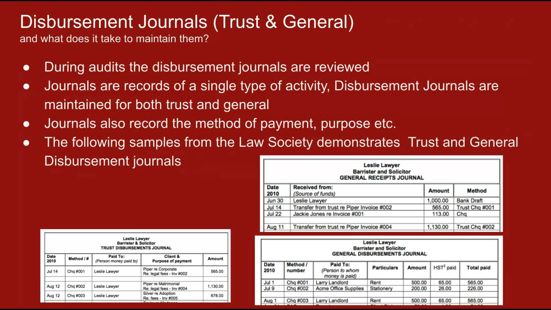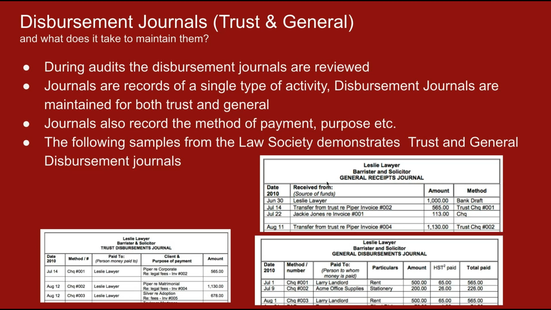And proceeding with disbursement journals, what does it take to maintain them? During audits, the disbursement journals are reviewed and it's very similar to what we saw on the ledger screen prior. Journals are recorded for every single type of activity, and disbursement journals are maintained for both trust and general. So accordingly, record it, and we've already discussed recording it. Whatever you've recorded is what is going to be seen under the respective journals and ledgers.